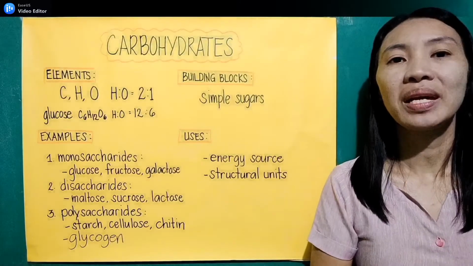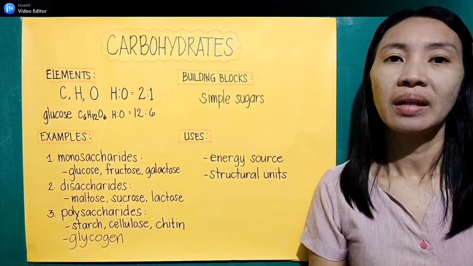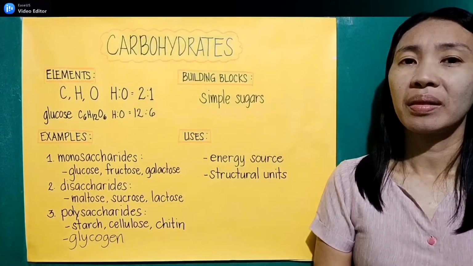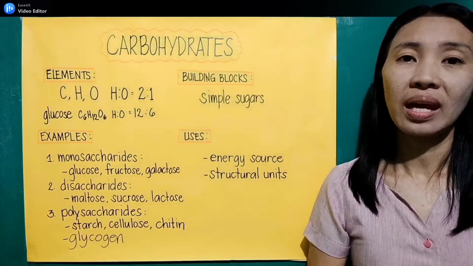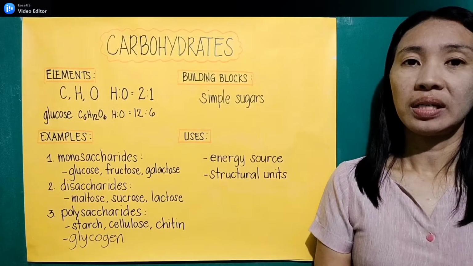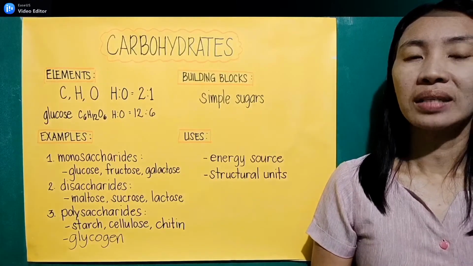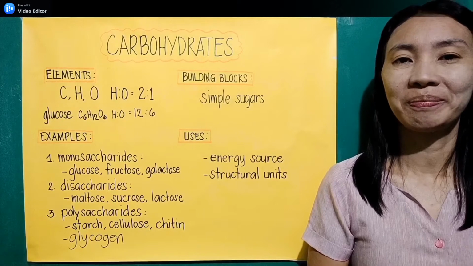Cellulose. Cellulose makes up the cell wall in plants. Chitin and glycogen. Now, chitin makes up the exoskeleton or the outer skeleton of things like lobsters, crabs, and shrimp. And glycogen is what you store some extra carbohydrates in their liver as a quick energy reserve.